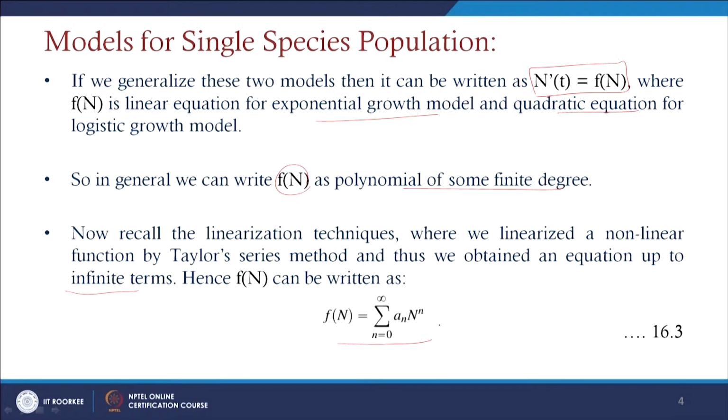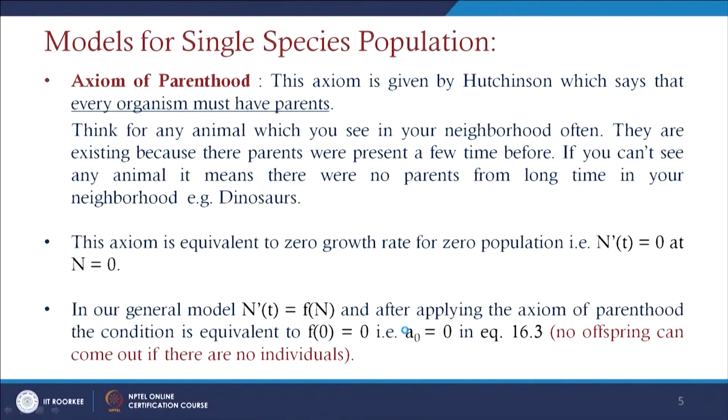Hence, f of n we are representing as the summation from n equals 0 to infinity of a n times n to the power n. So, either way you can represent that. If it has a finite number of terms, you can say it is a polynomial. If it has an infinite number of terms, then this is a series expansion, that is, the Taylor series expansion. In the Taylor series also, we expand up to a certain number of terms, and after that we assume the remainder term or the error term.